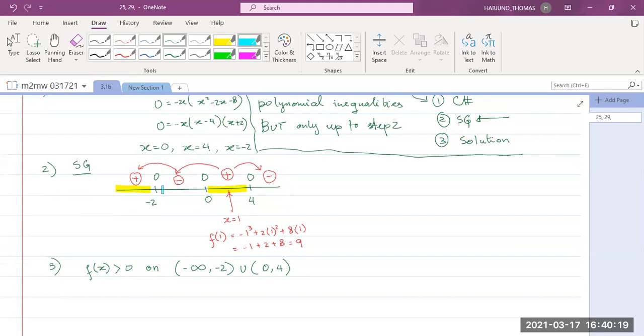How about when f(x) is negative? f(x) is negative on this interval.